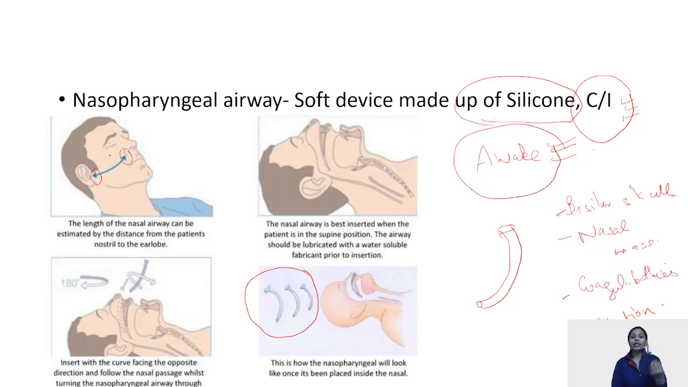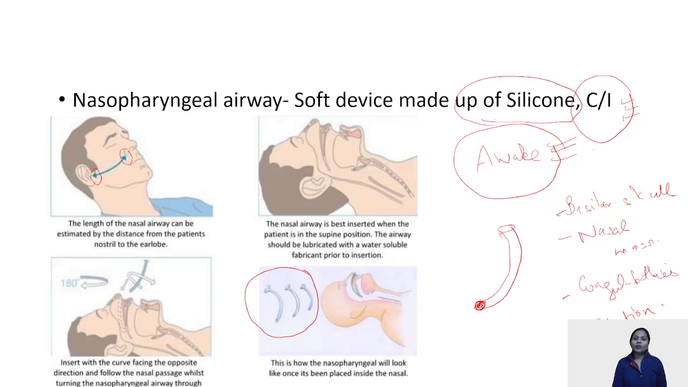Now, how do you insert it? The best way to insert it: first, it does not require much manipulation of your neck, in contrast to the oropharyngeal airway. Second, you have to lubricate the NPA with a water-based lubricant like KY jelly before you introduce it. Now, how do you introduce it? This is the NPA. It has a bevel.